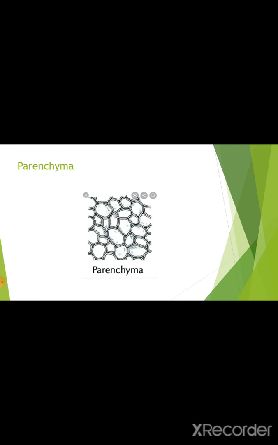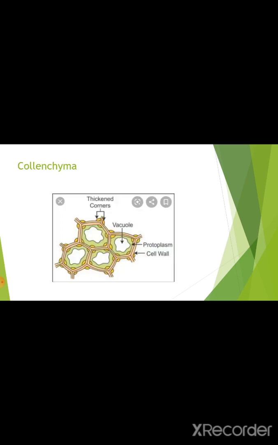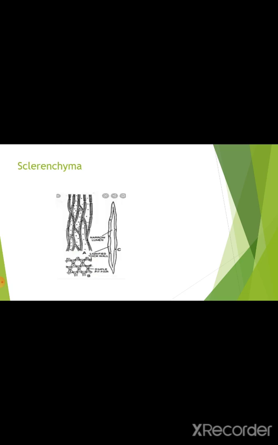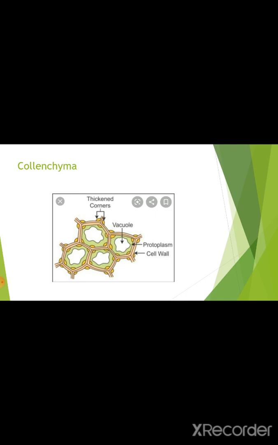Functions of collenchyma. It gives support to the plant. It gives elasticity and flexibility. Thus, it helps in the bending of leaves and stem without breaking them. Next one, sclerenchyma. Sorry. See, this is the picture of collenchyma. I forgot to show the picture.